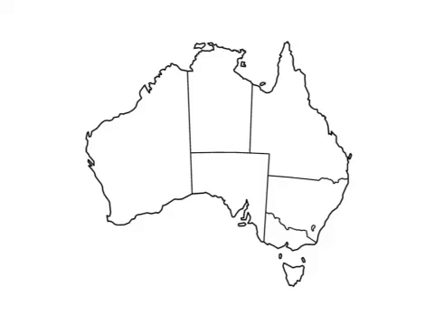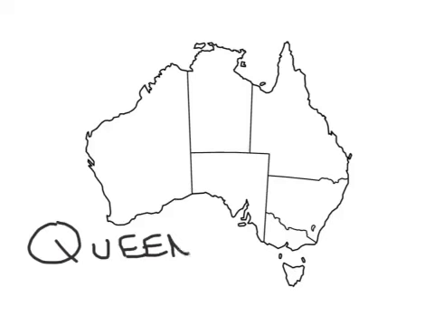The next state that we're going to label is this one right here. Again, you should be able to write your label inside the border of this state, or again off to the side somewhere. This one is a very unusual looking state. It's got this point right there. Should make it easy for you to identify. This is Queensland. And again, I wrote the label out very big. You could probably write it much smaller. Queensland.